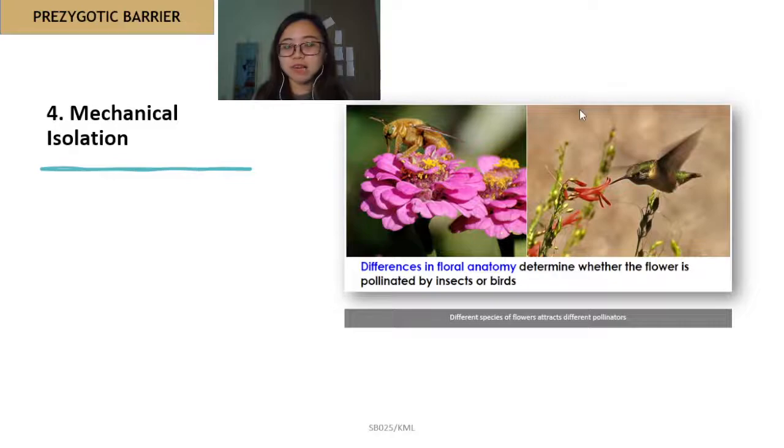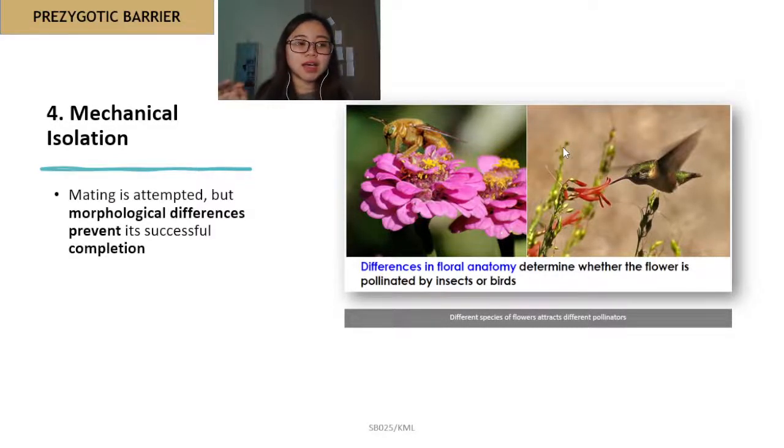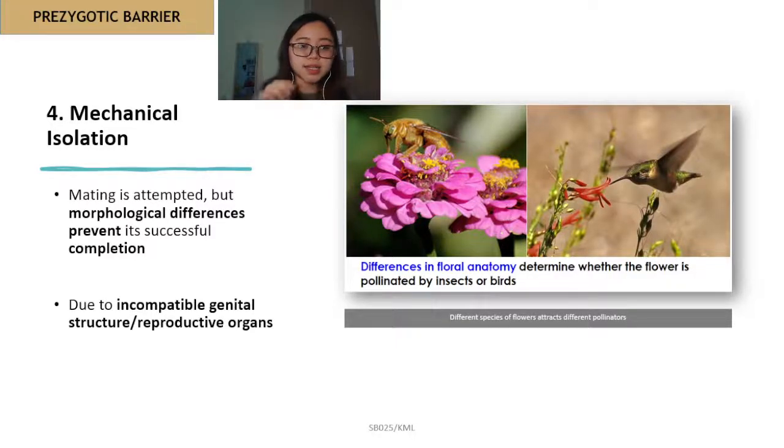The fourth type of prezygotic barrier is mechanical isolation. In mechanical isolation, the mating is attempted, but because of morphological differences, it will prevent its successful completion. This could be due to incompatible genital structure or different reproductive organs. So the example we have in this slide is on floral anatomy. Because these flowers have different flower shapes, they have different pollinators.